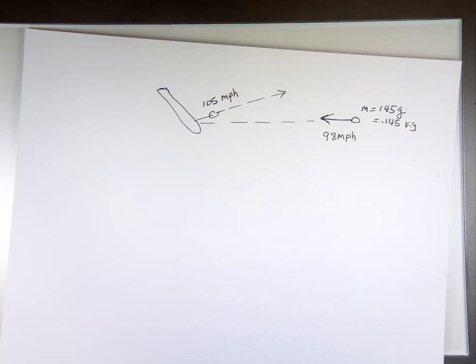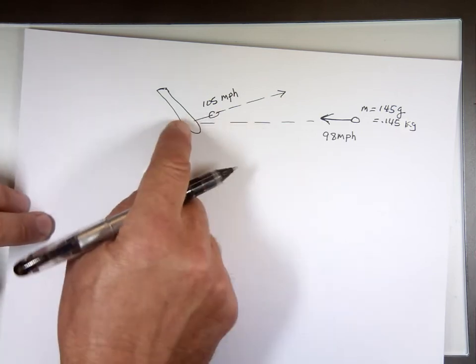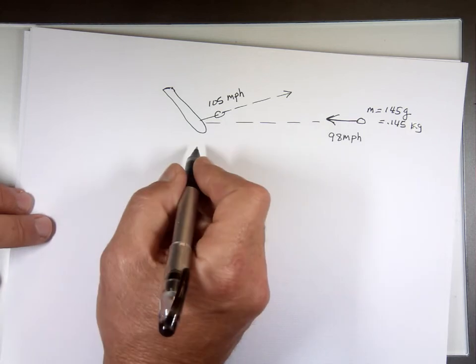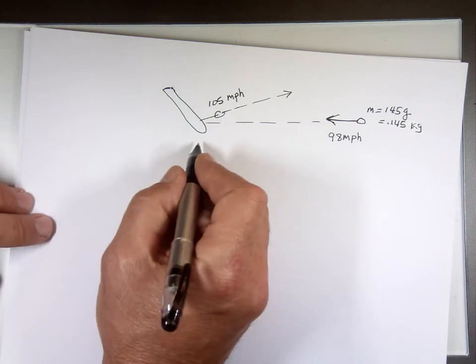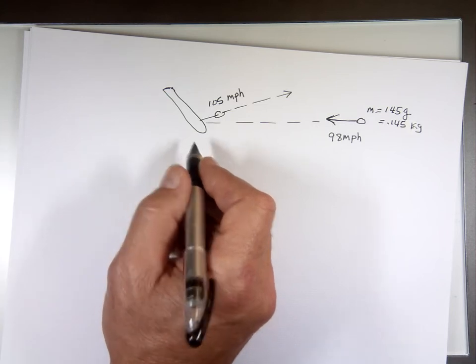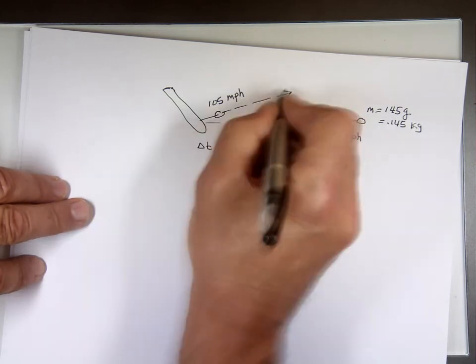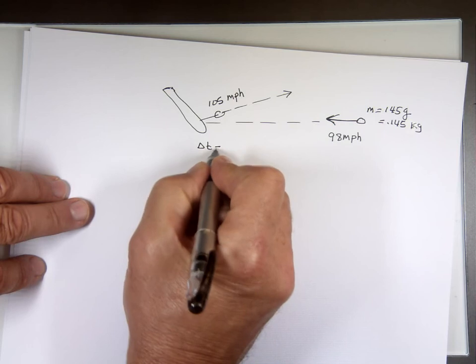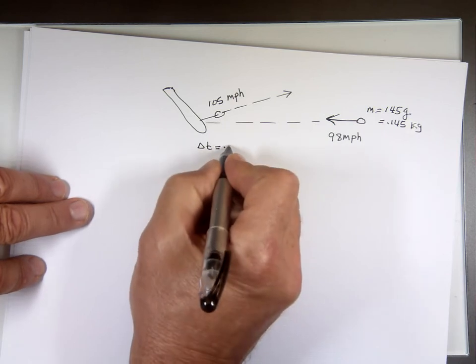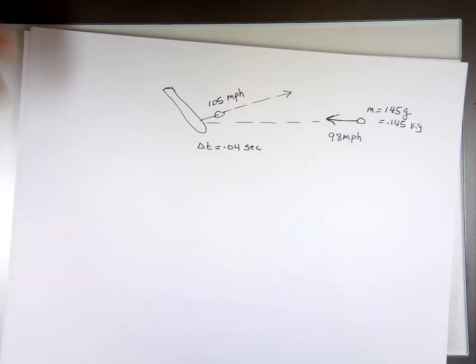Usually the impact time is very short. The impact time between the ball and the bat is usually way less than a tenth of a second. So this is the impact time, the time the ball is in contact with the bat. It's roughly 0.04 second. I'm just making that number up.